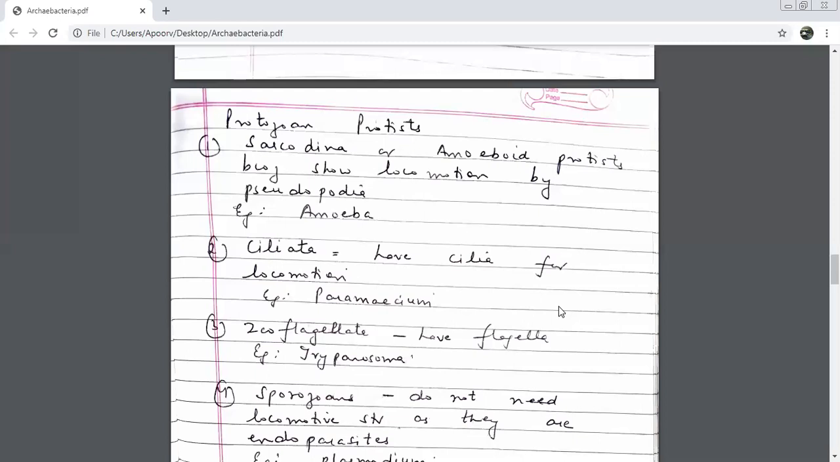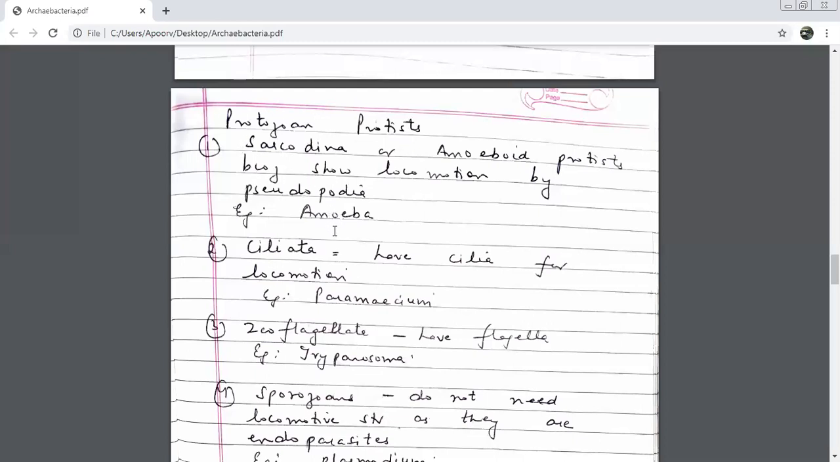If you see protozoan protists, there is one very special category, sarcodina. Sarcodina are called amoeboid protists. Why do we call them amoeboid protists? Because they show locomotion by pseudopodia, and the best example, no doubt, is amoeba. So among protozoan protists, the first division is sarcodina, commonly called amoeboid protists because the locomotion is by pseudopodia.